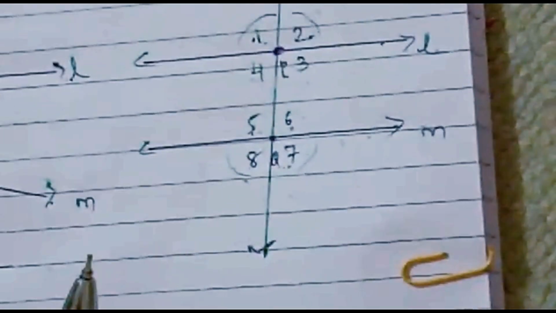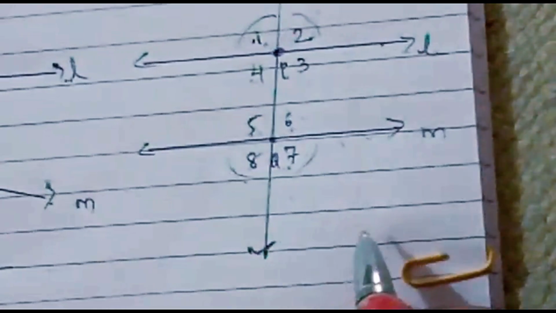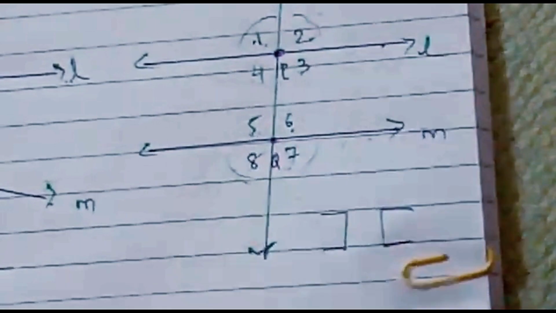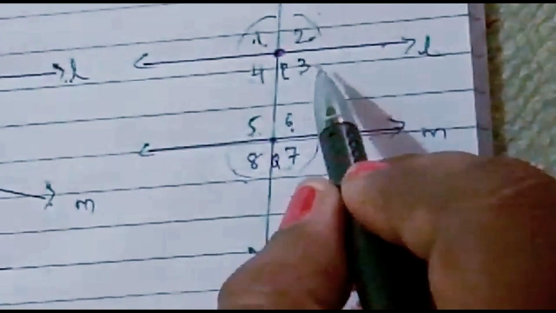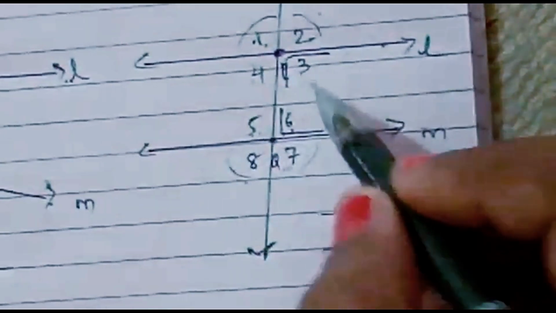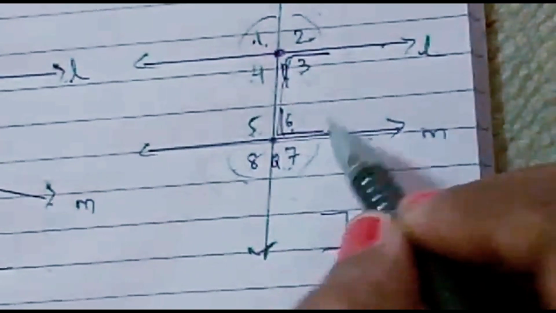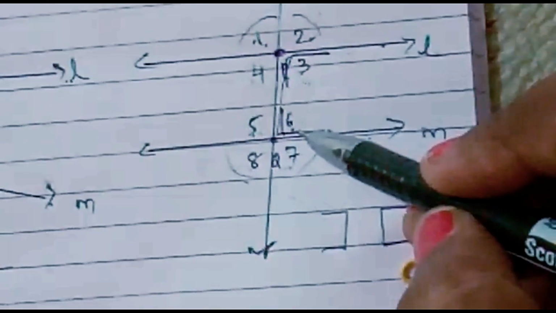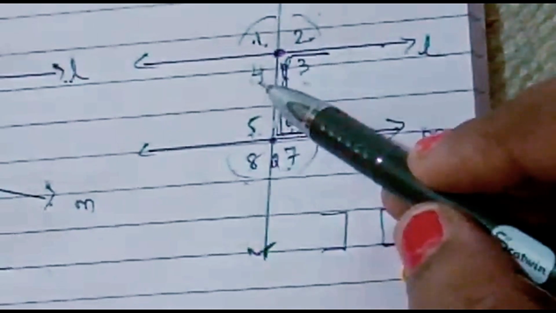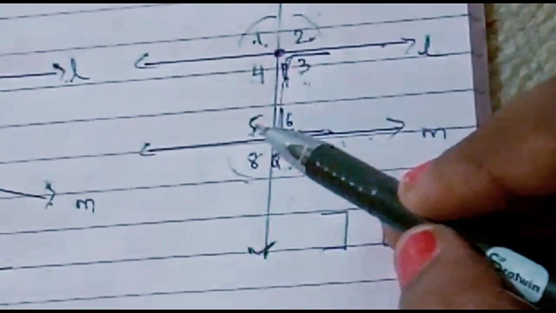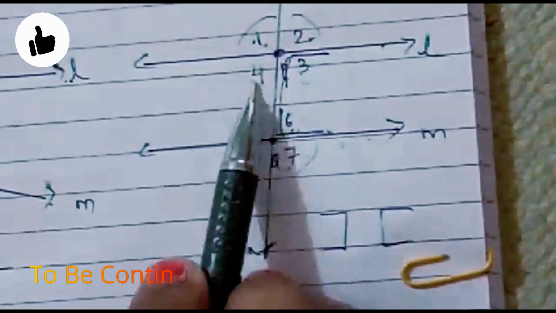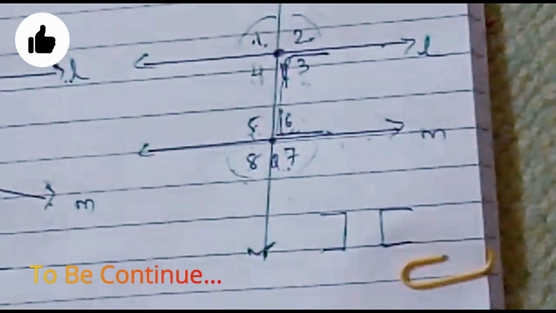The last type is interior angles on the same side of the transversal. So they will form this shape, C, right? So you have angle 3 and angle 6. So they are forming a C shape. That means they are interior pair of angles on the same side of transversal. Same way, you have angle 4 and angle 5 on the left side. Okay, so these are also called to be interior pair of angles.